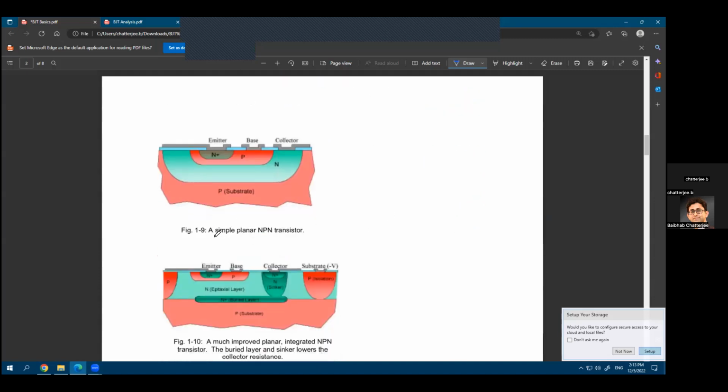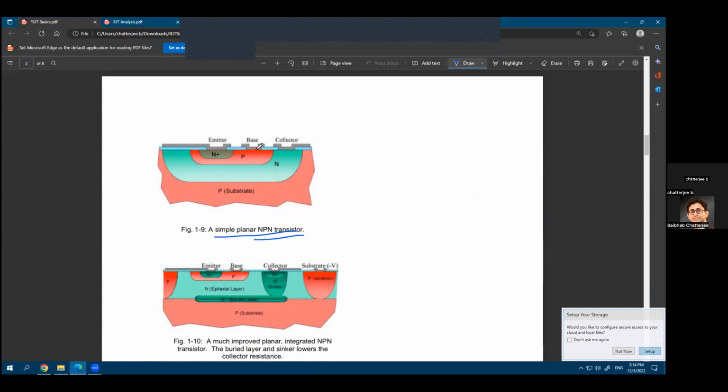This just shows a simple planar NPN transistor, something that we had already drawn before, where you have this NPN structure, an N structure inside a P structure. That creates your emitter and base. Then you have your collector, and everything is built on top of a P substrate.